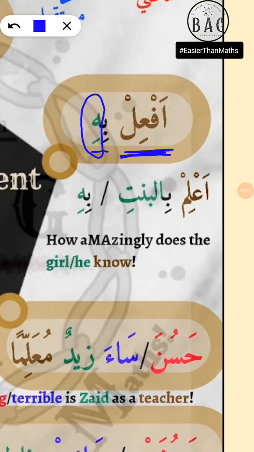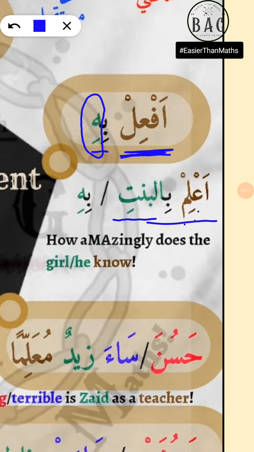Okay, so for example, if we have the root letters of ain, lam, mim, meaning knowledge, you use these root letters in the pattern of af'il, so it becomes a'lim. Okay, and then you have the object of amazement as jar, so it becomes a'lim bil binti. Okay, so how amazingly does the girl know? Okay, this is what it means.